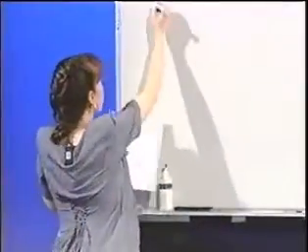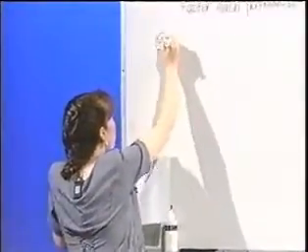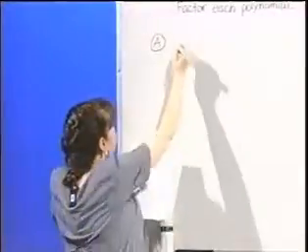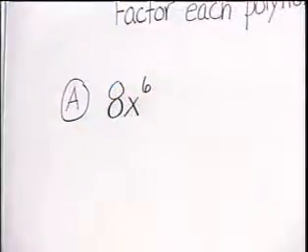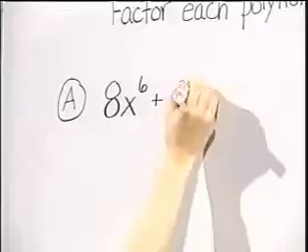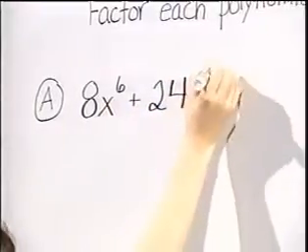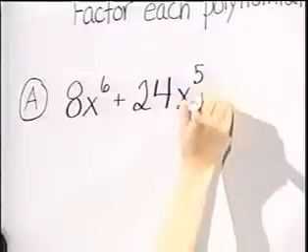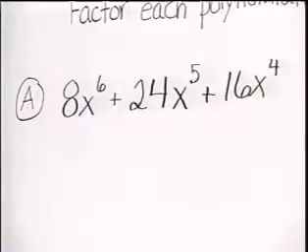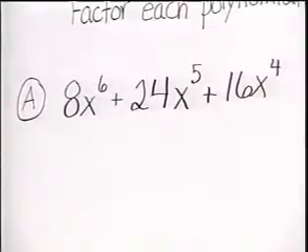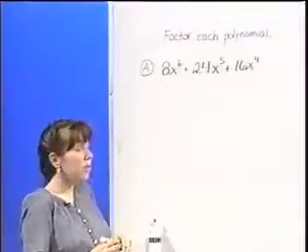Today I'm going to take a whole bunch of different polynomials and we're going to factor them. We'll begin with my first polynomial, which I'm going to call example A. Example A reads as follows: 8x to the 6th plus 24x to the 5th plus 16x to the 4th.